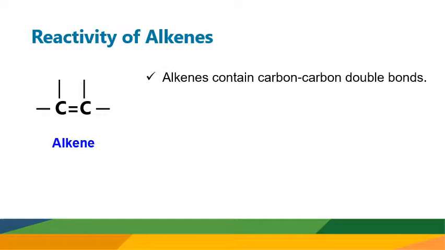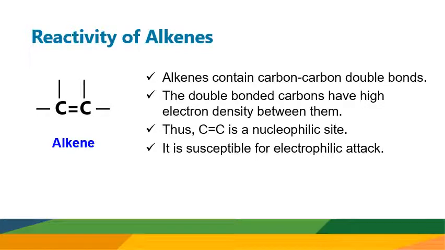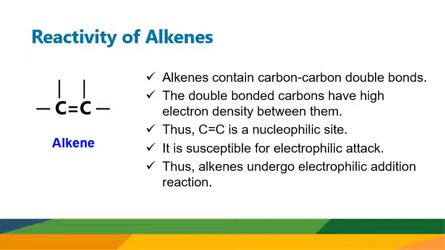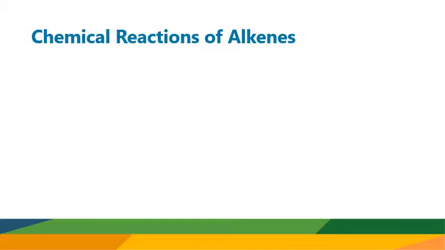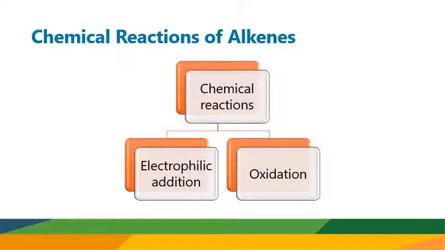As we know, alkenes contain carbon-carbon double bonds. In this carbon-carbon double bond, there is a higher electron density between the carbons. Thus, this site is called a nucleophilic site. This nucleophilic site is susceptible to electrophilic attack. Therefore, alkenes can undergo electrophilic addition reactions. Alkenes can undergo electrophilic addition and oxidations.